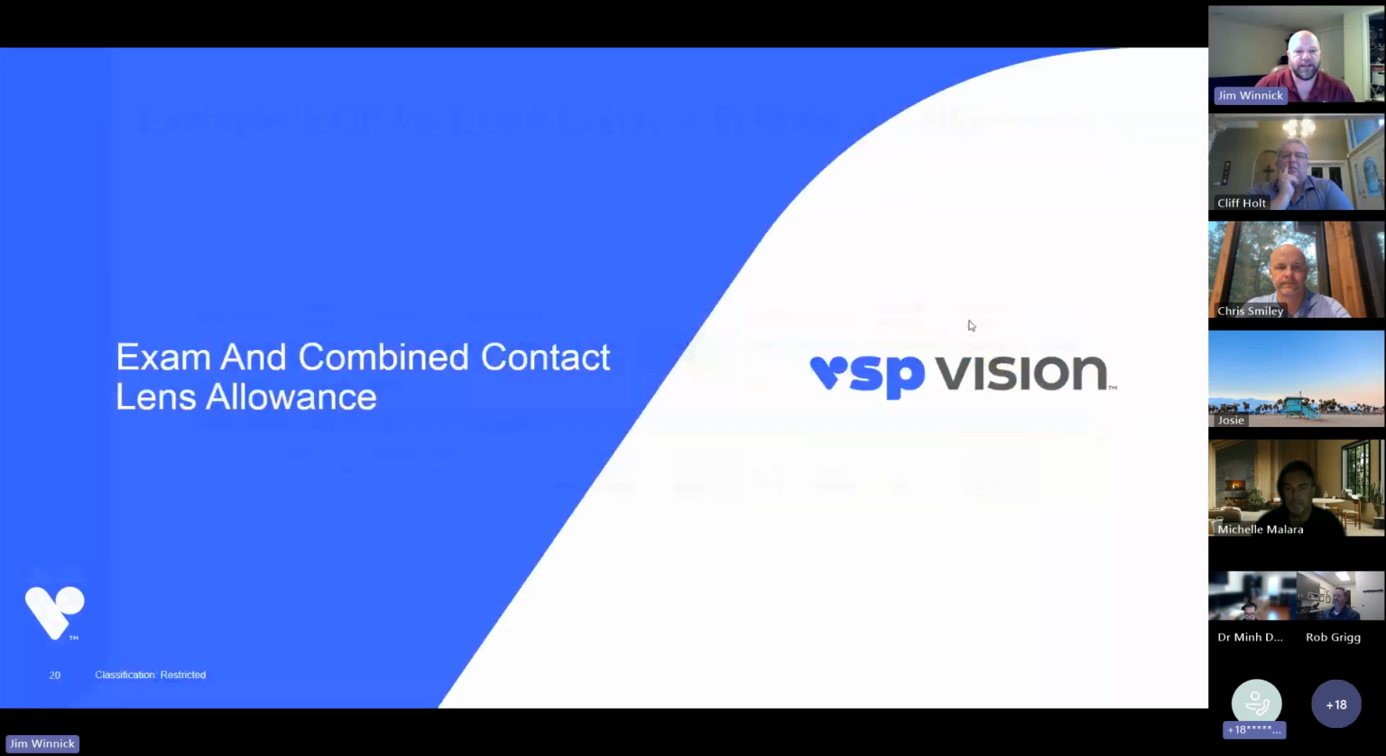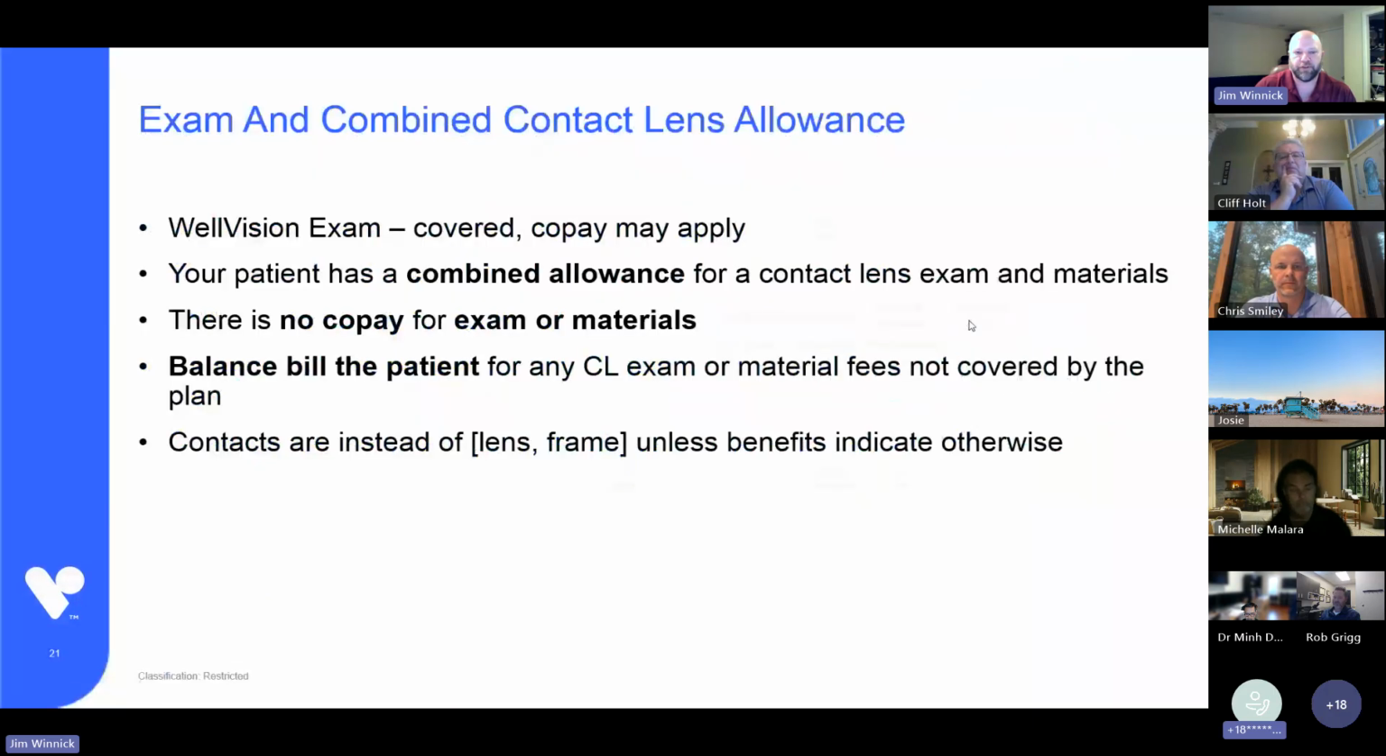So let's go over to exam and combined contact lens allowance. And this is the one that's been around for quite some time. Well vision, again, is covered separately and may have a copay. And this is a combined allowance for both their contact lens fitting fees and materials. There is no copay involved with this program at all. So you basically balance bill the patient for any contact lens or material fees not covered by the plan. And once again, this eliminates their glasses allowance.